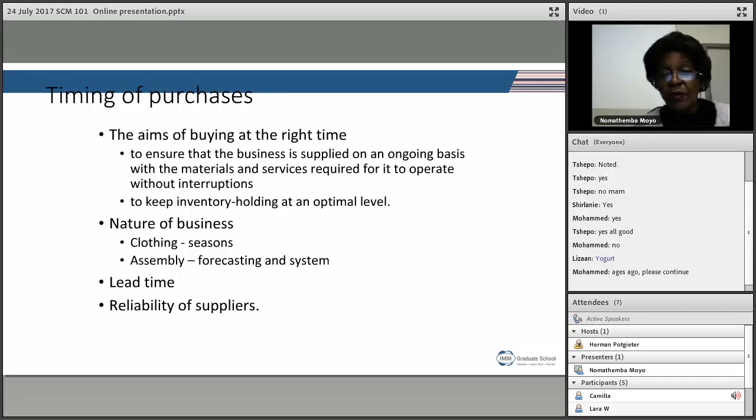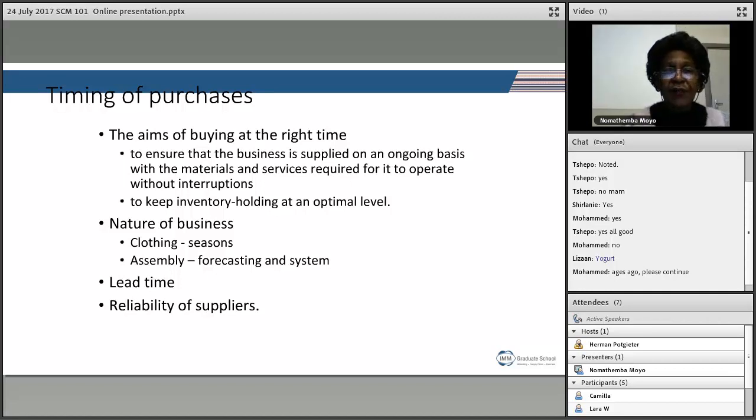To keep inventory holding at an optimal level, we are saying carrying too much inventory has a lot of costs, and carrying too little also has a cost of stock out, which is production disruptions. So you want to balance off. That's why we have things like economic order quantity, where we are trying to look at the optimum cost, the most minimum, something that is going to minimize your costs, a balance.